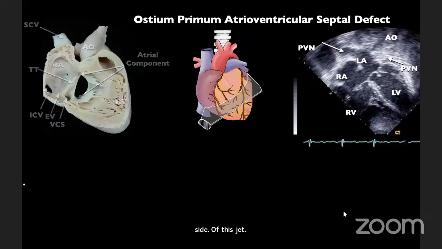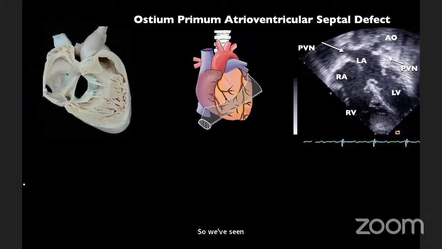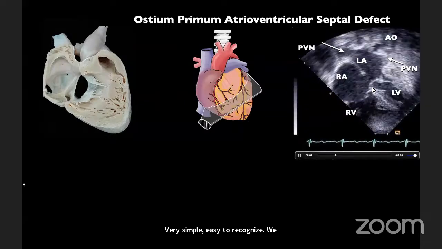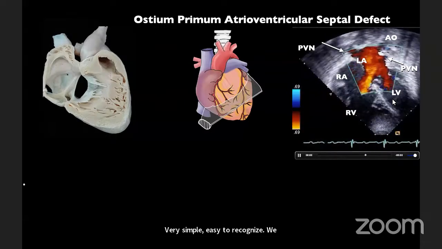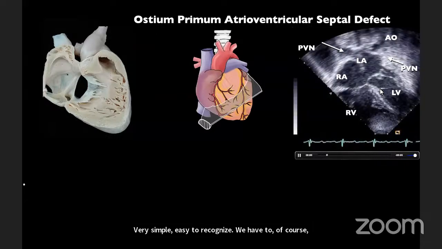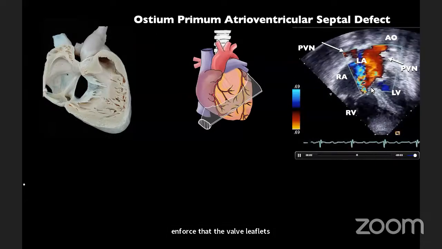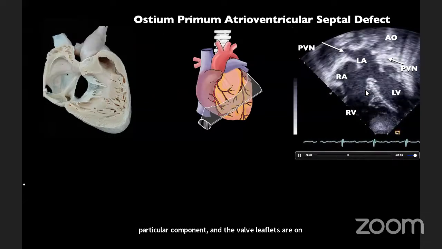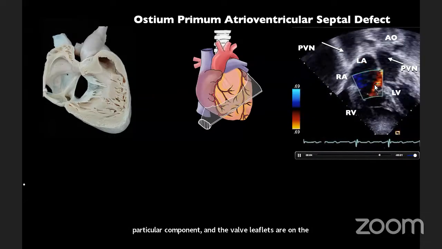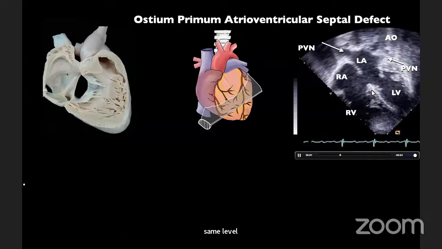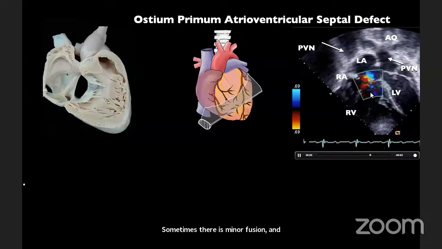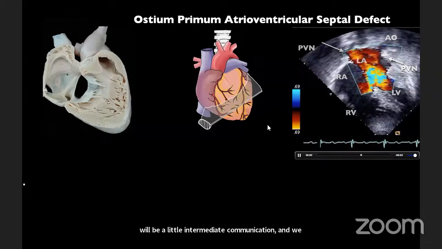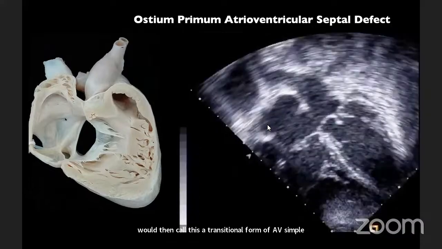So we've seen ostium primum ASDs, very simple, easy to recognize. We have to, of course, ensure that there's no ventricular component and that the valve leaflets are on the same level. Sometimes there is minor fusion, in which case there would be a little interventricular communication, and we would then call this a transitional form of AV septal defect, which I will show you momentarily.